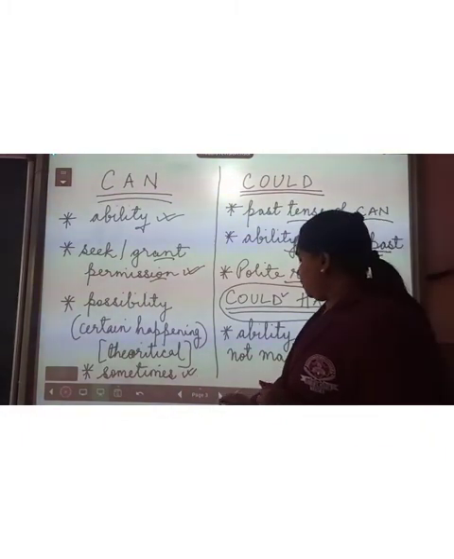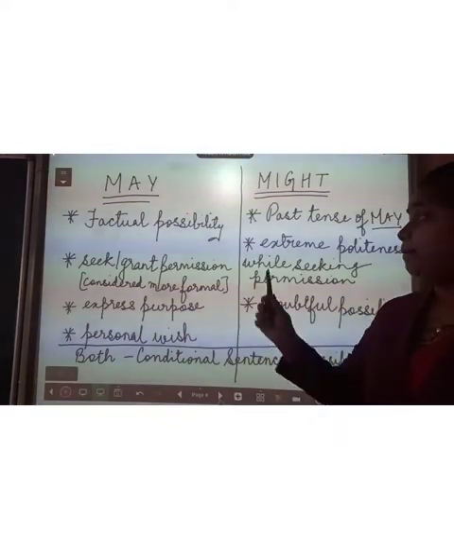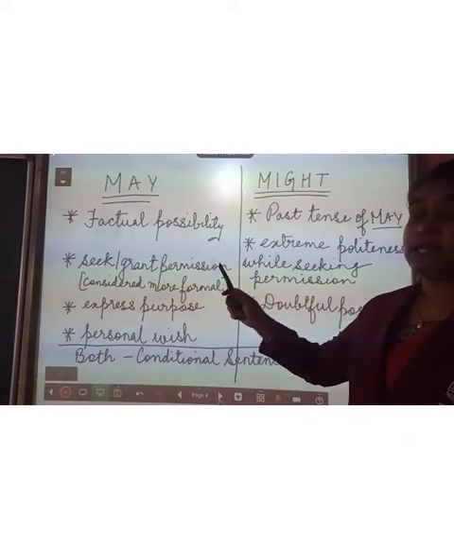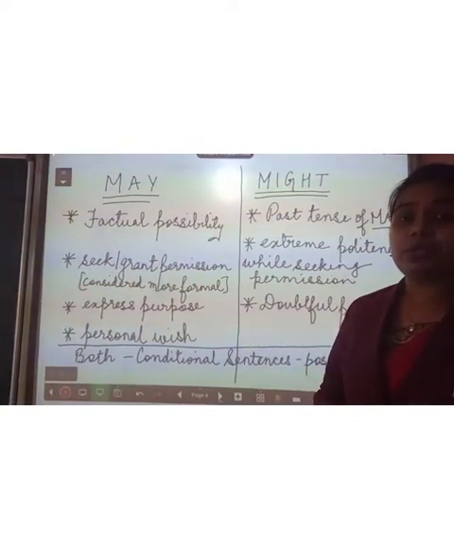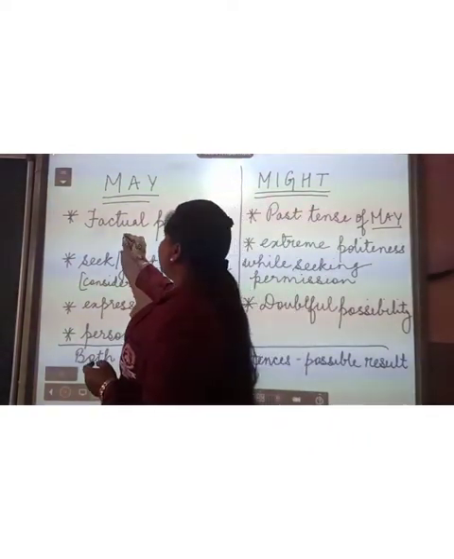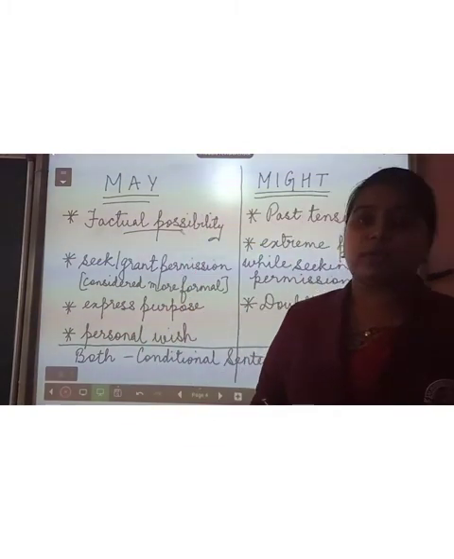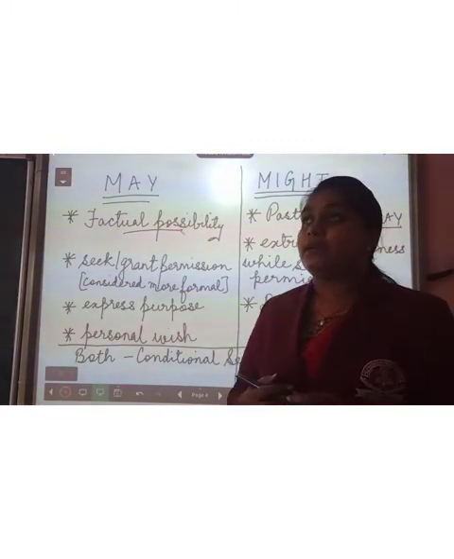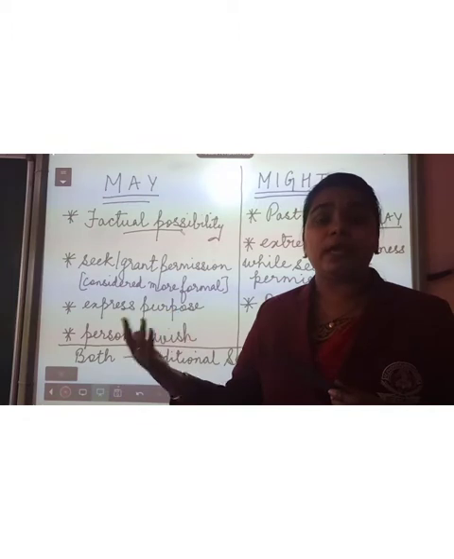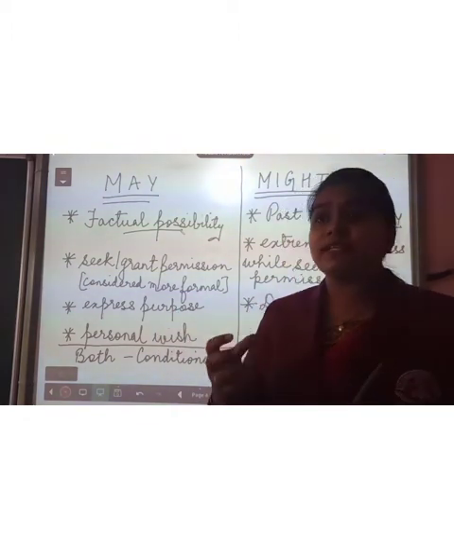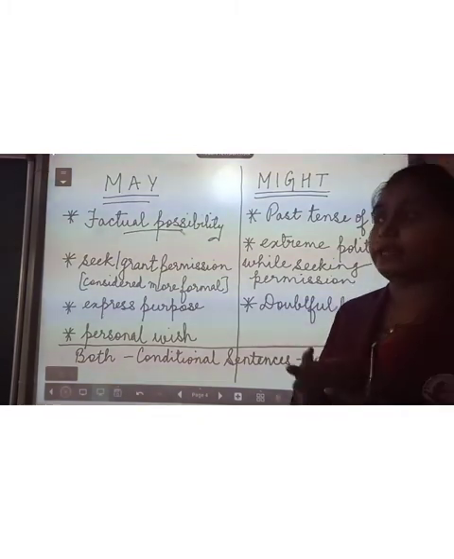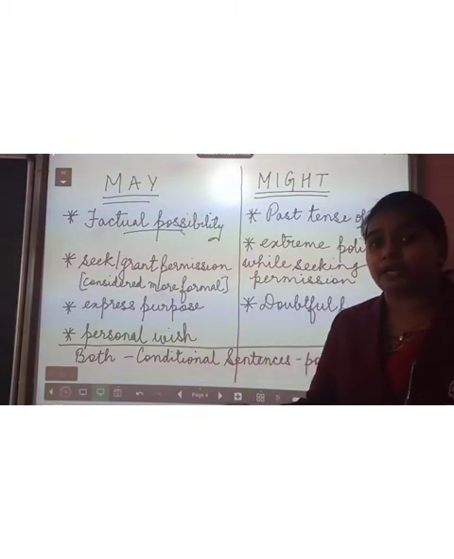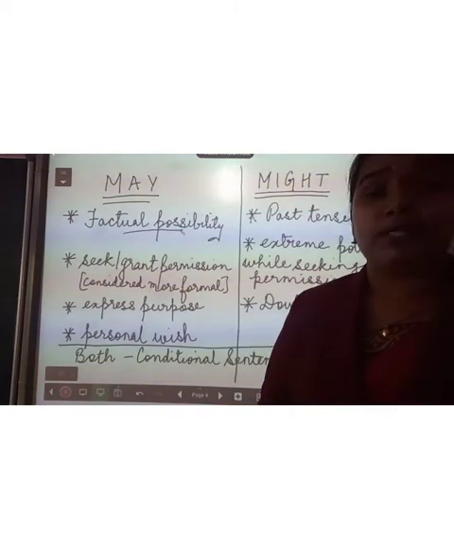Okay, let us move further. Next one is may and might. May is again used for factual possibilities. Factual possibilities here means the known facts, that this is going to happen. For example, it is thundering a lot, it may rain tonight. So if it is thundering a lot or there is lightning, what can we conclude? That it may rain. So this is how we are using may to express possibility.